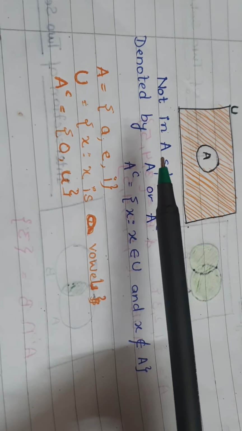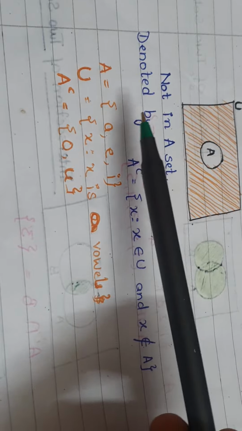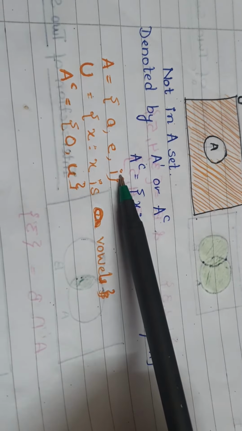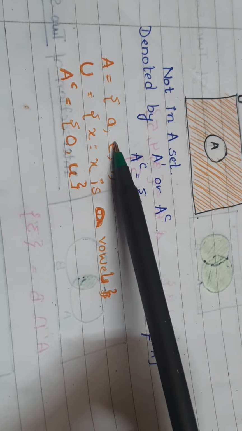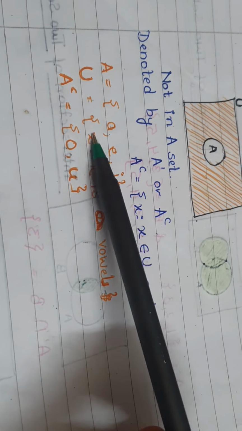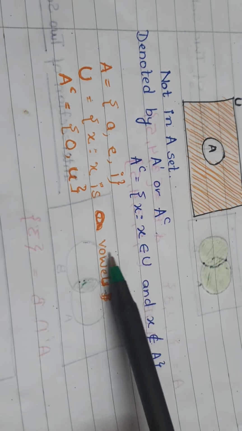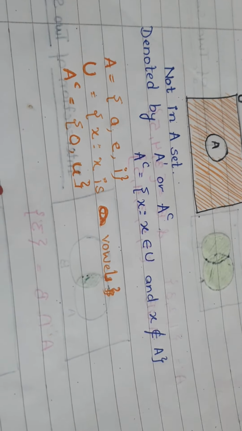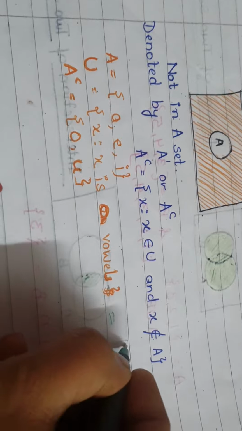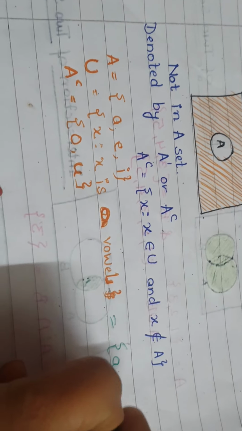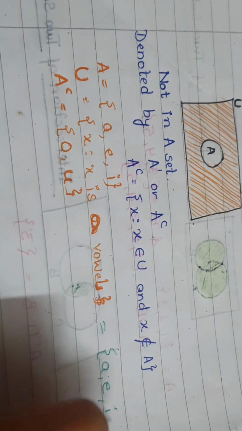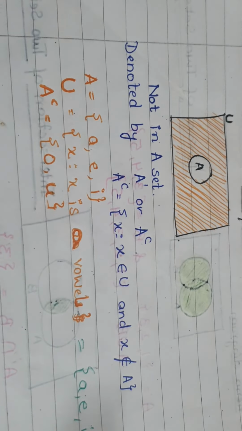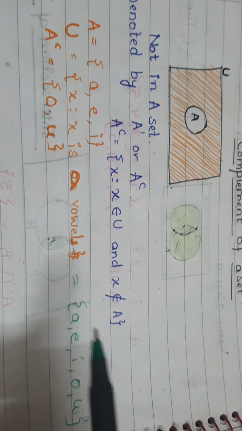For example, by using an example we will discuss this thing. Set A is what? A, E, I, having 3 elements A, E, I, and the universal set is what? The vowels of the English alphabet. So how many vowels are there in English? 5. A, E, I, O, U. These are the 5 elements in set U.